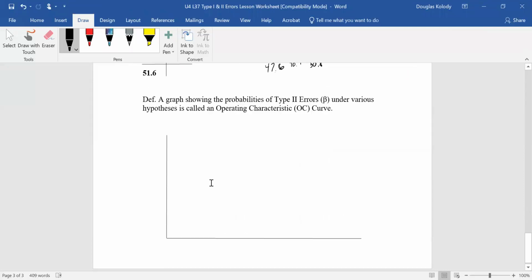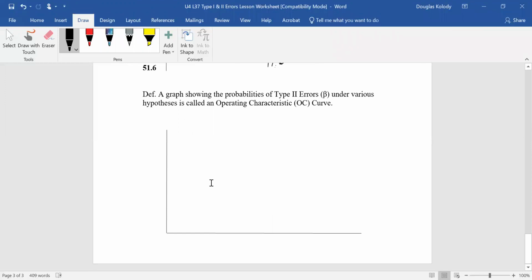Then, last but not least, you need to put these things on a graph. And a graph that shows the probabilities of type 2 errors under various hypotheses is called an operating characteristic, or OC curve. So here's basically what you're going to do. We're breaking a graph. I'll do 47.1, 47.6, 48.1, 48.6, 49.1, 49.6, 50.1, 50.6, 51.1, and 51.6.